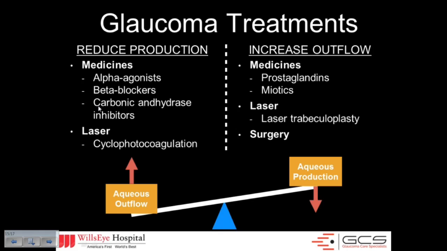The other way is we try to increase outflow. There are several medicines that do this. We have the prostaglandins, like latanoprost or Travatan, and we have miotics like pilocarpine that increase the outflow. Some of the lasers we do in the office, like the laser trabeculoplasty, make the trabecular meshwork work a little bit better so that fluid has an easier time leaving the eye. And finally, most of our incisional surgeries, the ones that require stitches and things like that, increase outflow of the fluid out of the eye, and that's how we try to achieve lower eye pressures.